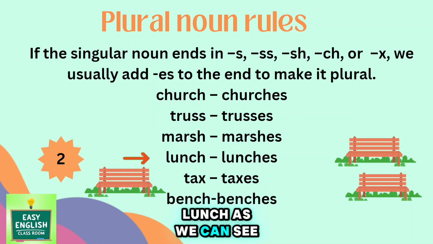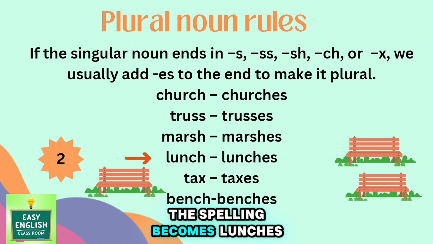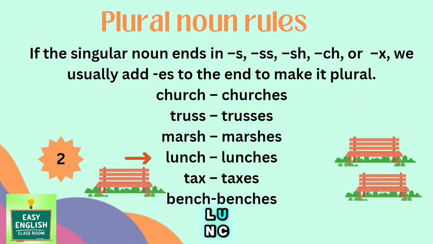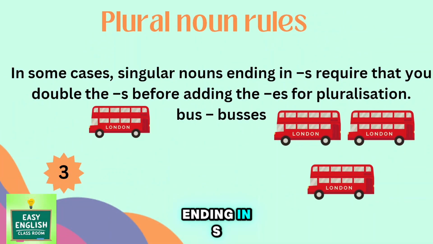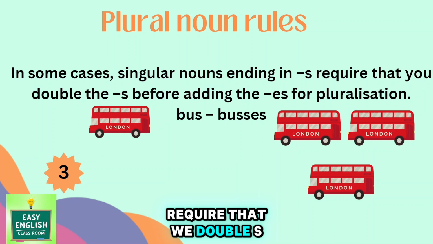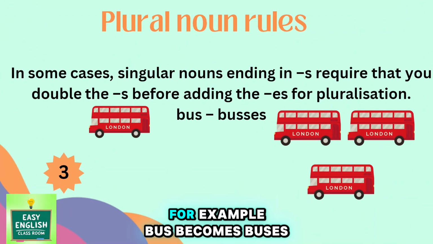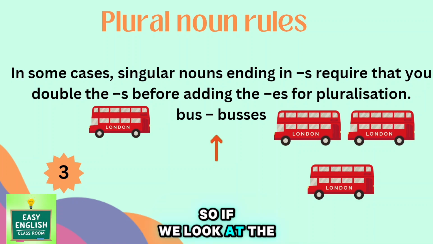Lunch, as we can see, it ends with ch sound, and when it turns into a plural, the spelling becomes lunches. So as with tax, taxes, bench, benches. In some cases, singular nouns ending in s require that we double s to make it a plural. For example, bus becomes buses. So if we look at the spelling, buses, the s becomes double s and we added es to make it plural.